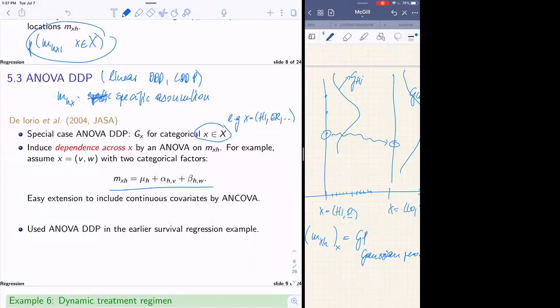What you see down there is, so let's assume we have two covariates. Let's call them V and W.